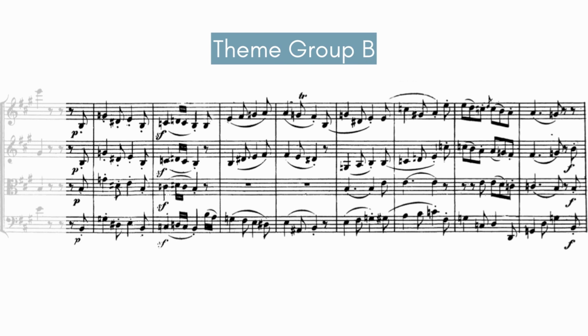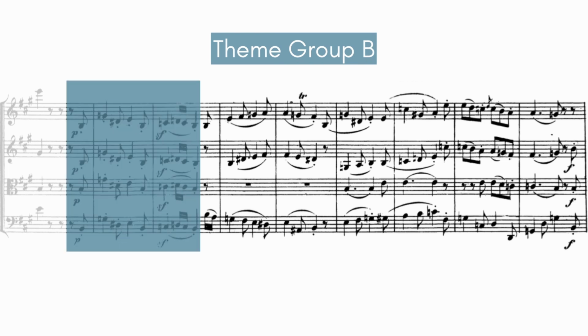The only hint of drama in the exposition comes in the bridge when the quartet announces a new minor mode figure in unison. This stark contrast to theme group A introduces some tension, but it still lacks any serious dramatic weight.